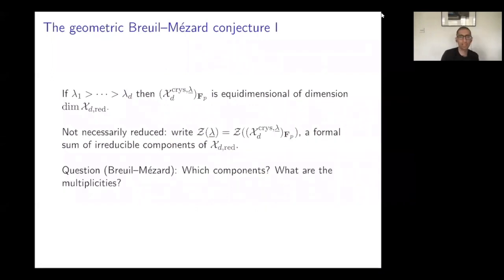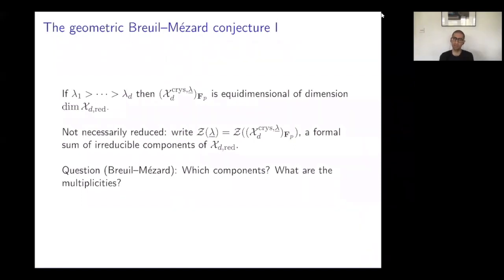And then, presenting this slightly ahistorically, about 10 or 15 years ago, Breuil and Mézard asked a question about this. In the context not of these stacks, which didn't then exist, but of the formal deformation rings of Mazur, which you get by taking formal completions of points of this stack, they asked: which components do you get? What are these multiplicities? What does this mean?